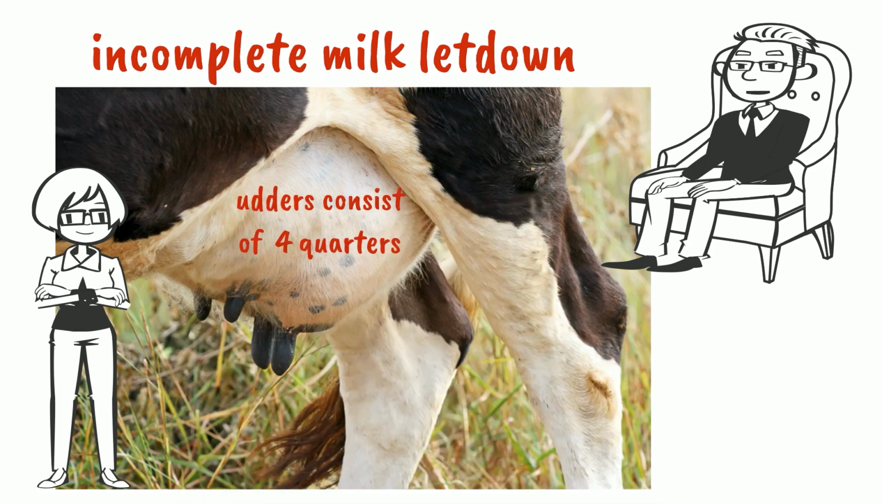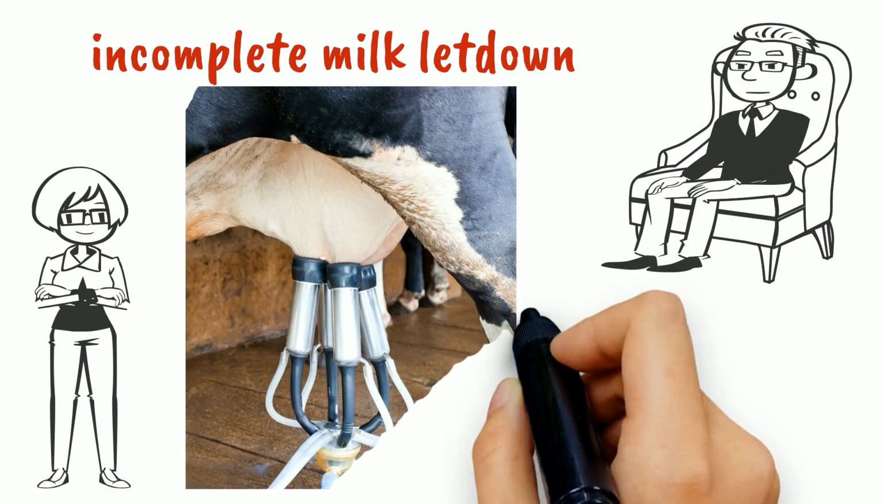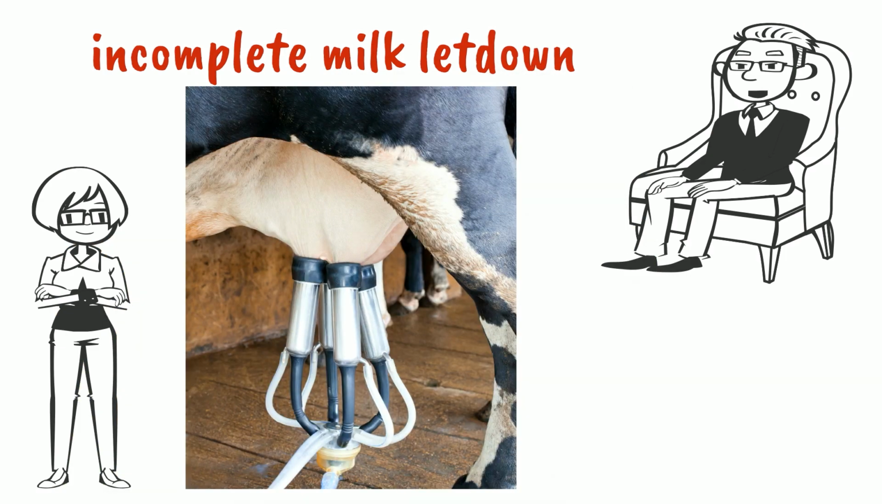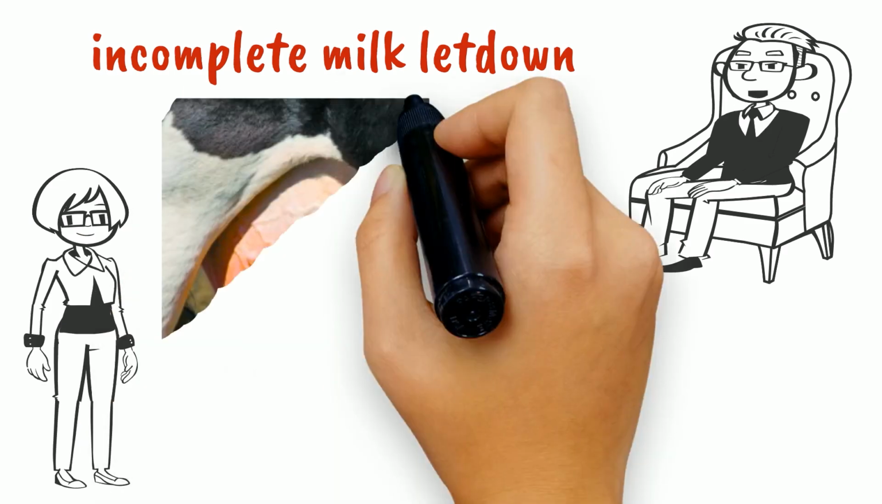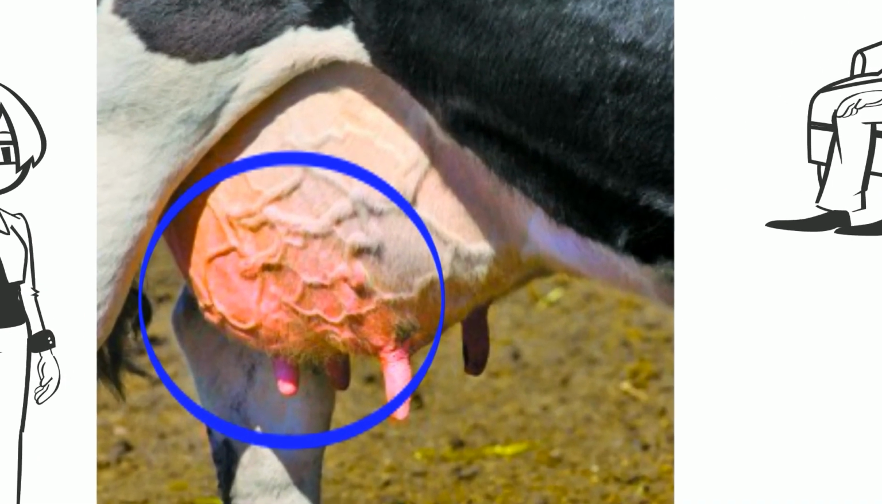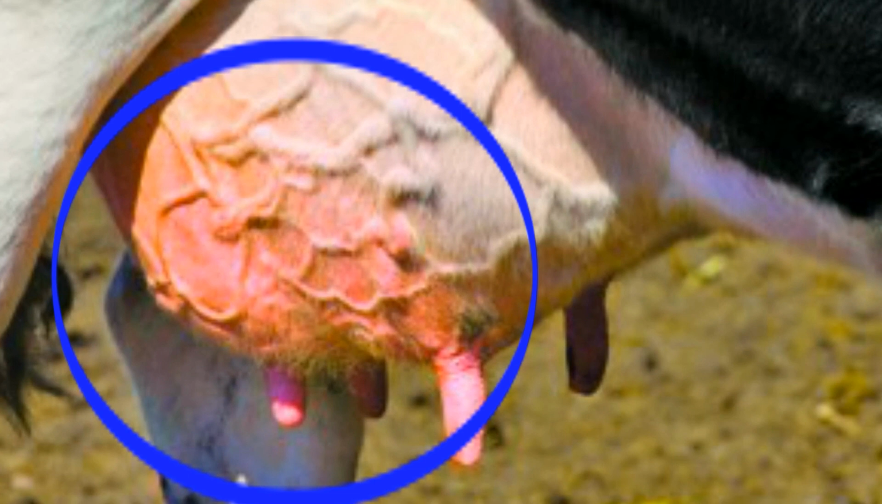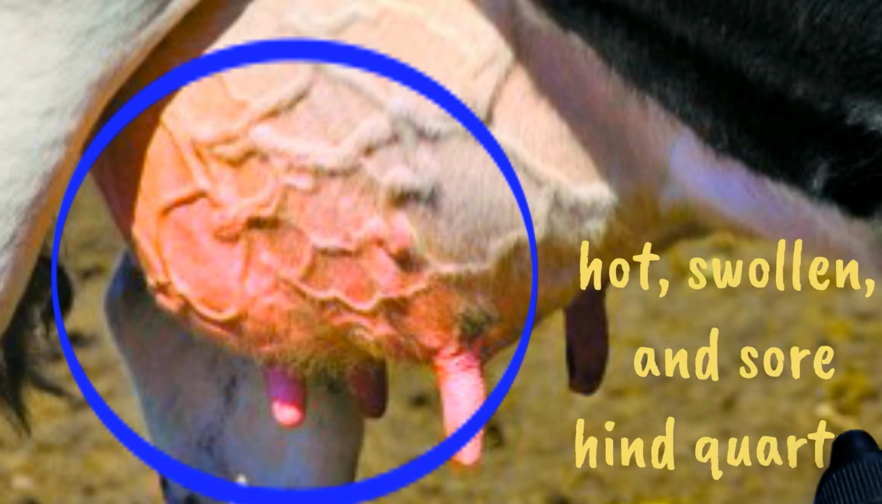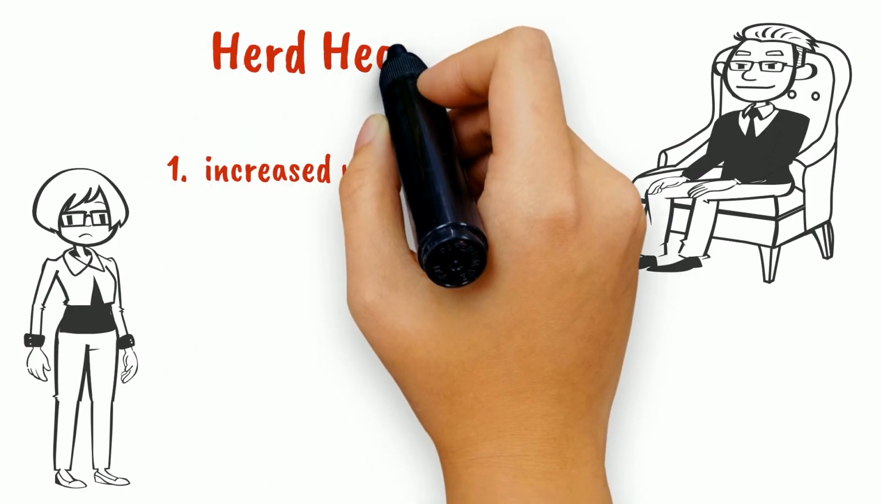This cow has a healthy udder, but you can see she has more milk in the 2 hind quarters than in the 2 front quarters. Ideally, very little milk should be left in all 4 quarters after milking. Cows that retain their milk can develop mastitis, which is an infection of the udder. The udder gets hot, swollen, and sore. Her milk can't be used.